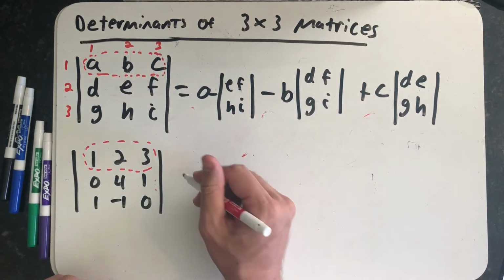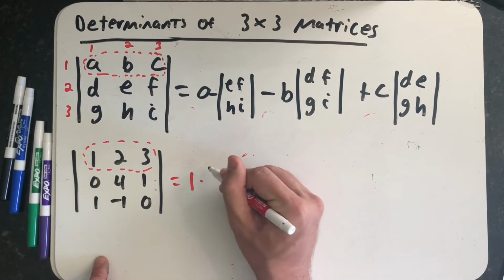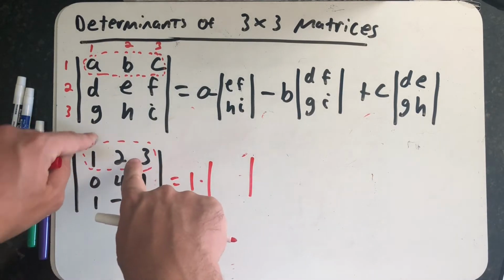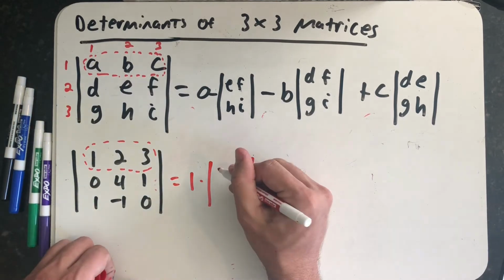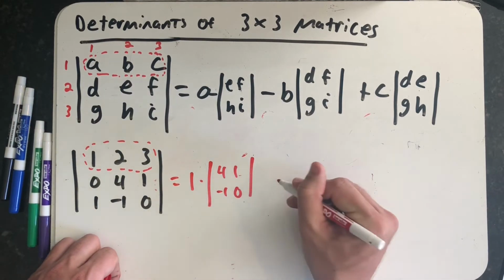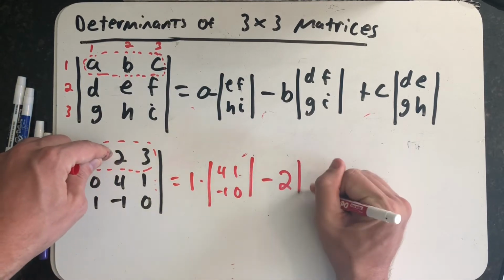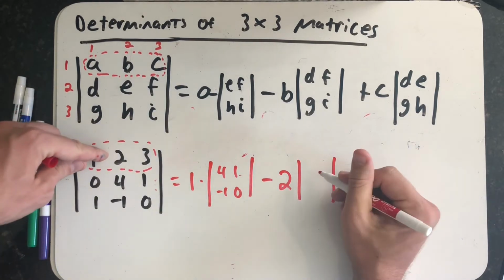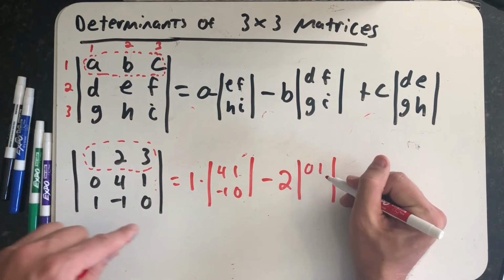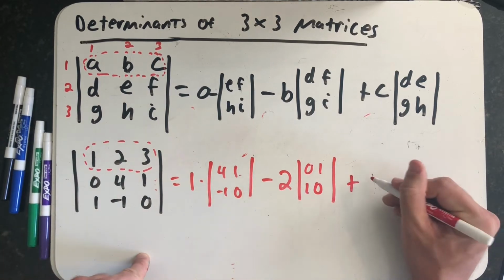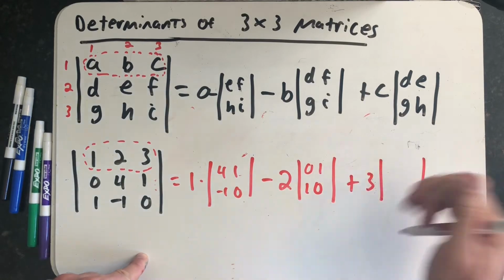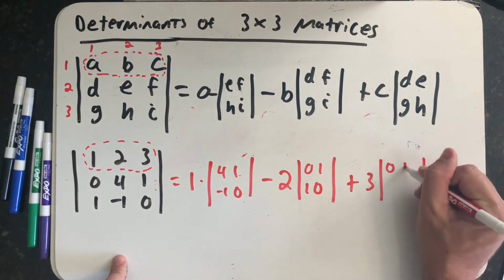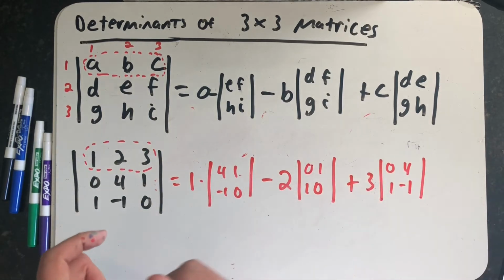So just following this pattern, I have 1 times, and then I need the determinant of this little minor matrix, right? Take out the top row, take out the first column, 4, 1, minus 1, 0, minus 2. All right, and then take out the top row and the second column, so 0, 1, 1, 0, plus 3. And again, take out the spots where 3 lives, and I have 0, 4, and 1, minus 1.